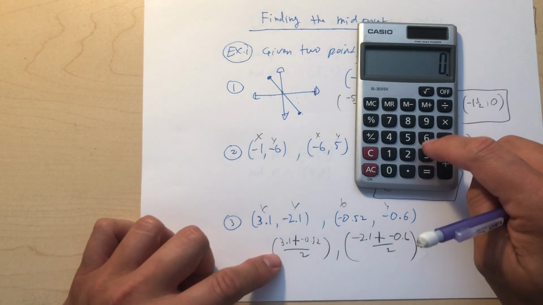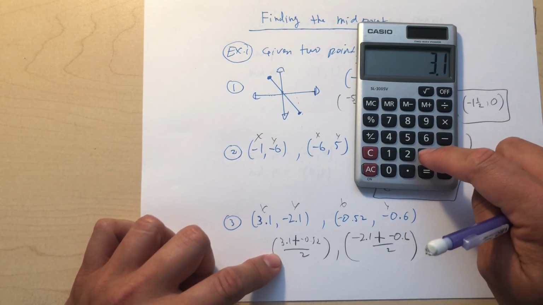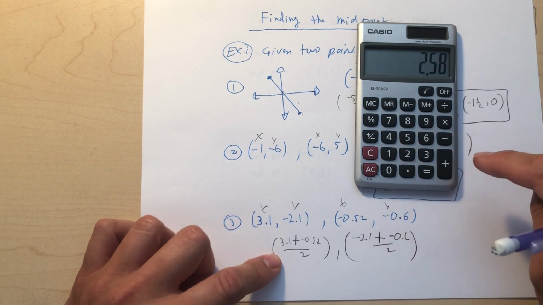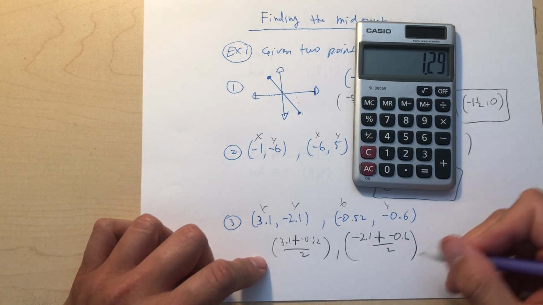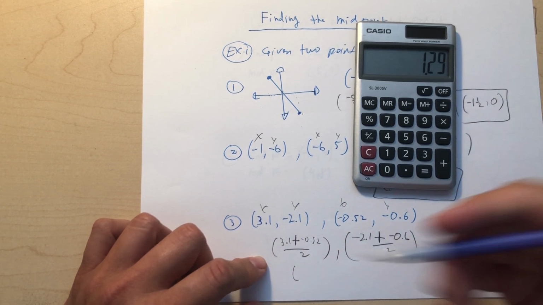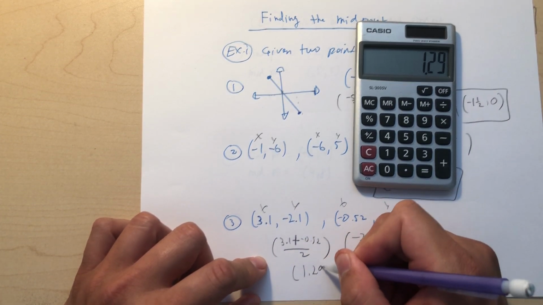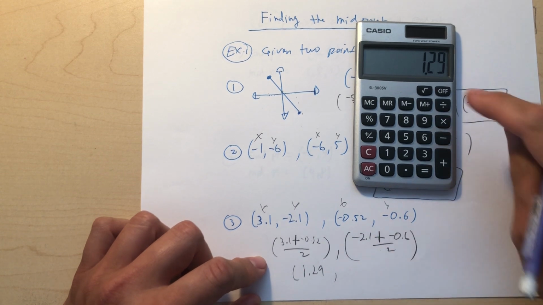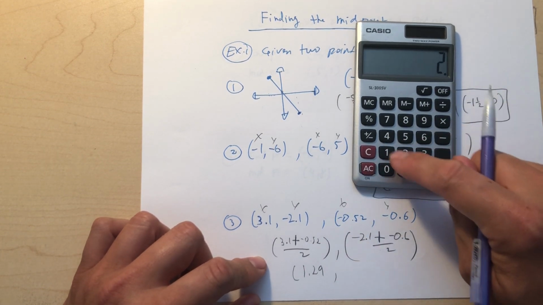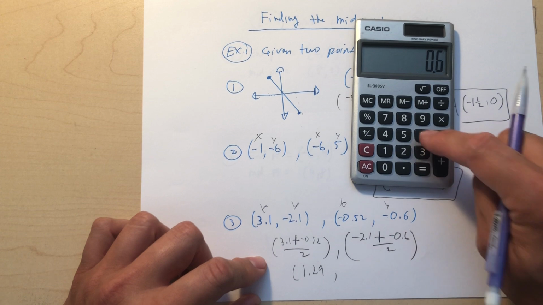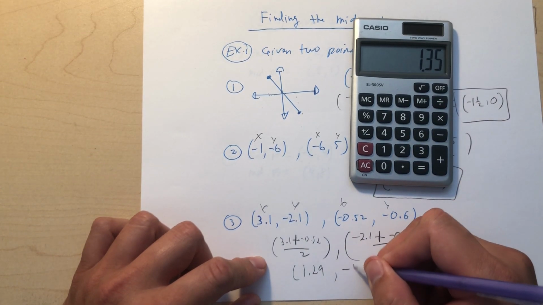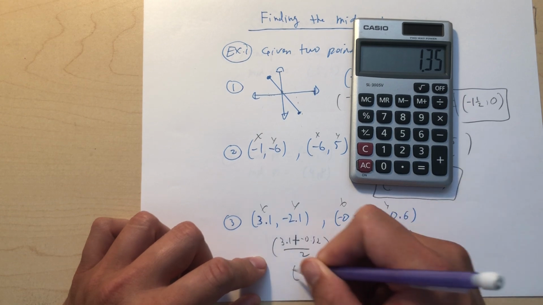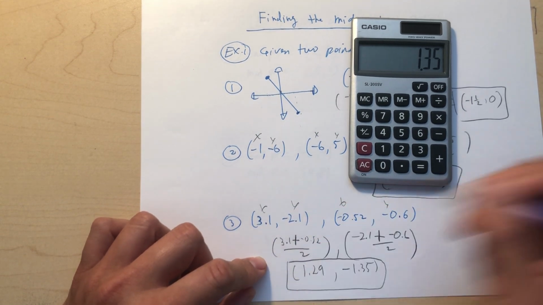Okay, so that's 3.1 minus 0.52, and then I'm gonna divide that by 2. All right, so my first answer is gonna be 1.29. It's a positive. This one here, I'm gonna add those two since they're both negative. So 2.1 plus 0.6, divide that by 2. I'm gonna have a -1.35. That's my midpoint right there.